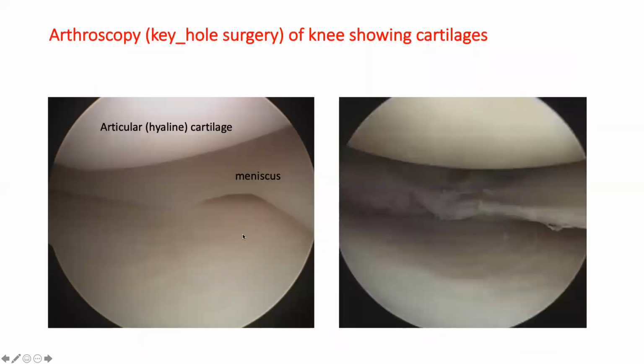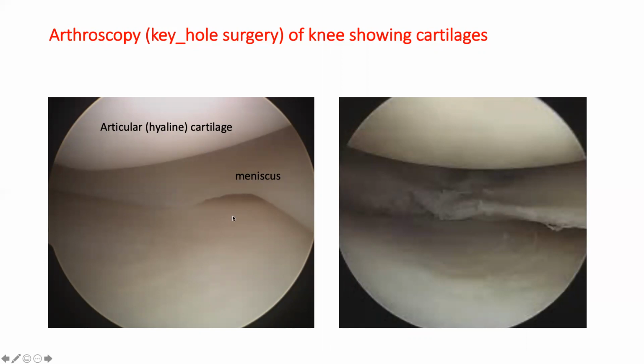So now this is the photograph from keyhole surgery, which is arthroscopic surgery, showing the cartilage inside the knee joint, distal end of the femur. The joint surface is covered with the articular cartilage, which is made of hyaline cartilage. And the same thing here. And this is the fibrous cartilage, which is what we call meniscus.